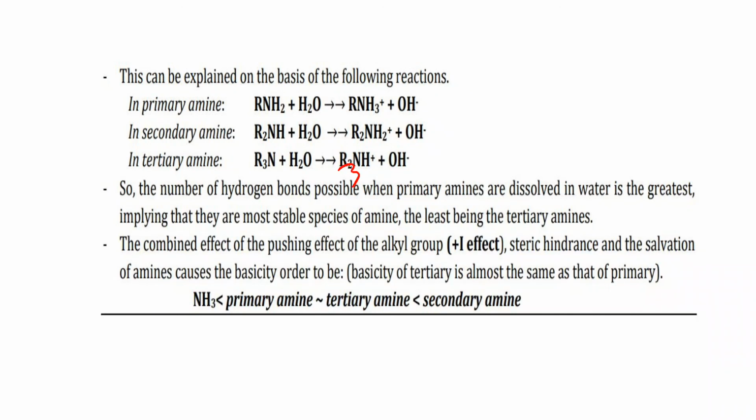The number of hydrogen bonds possible when primary amines are dissolved in water is the greatest, implying that they are the most stable species of amines, the least being the tertiary amines.